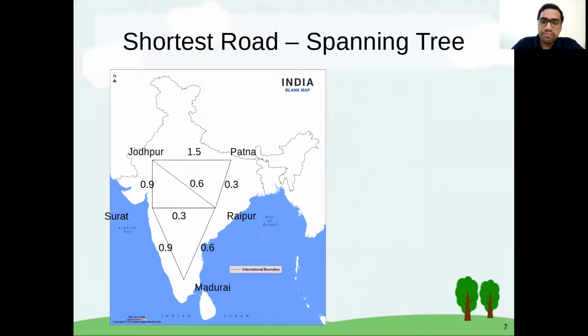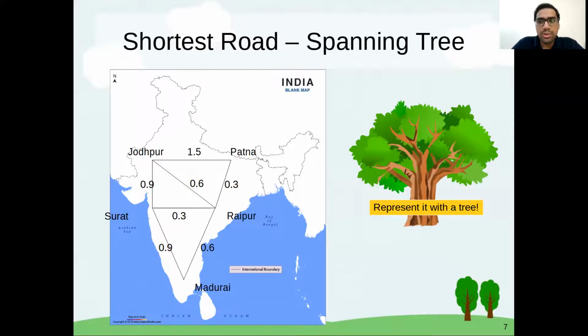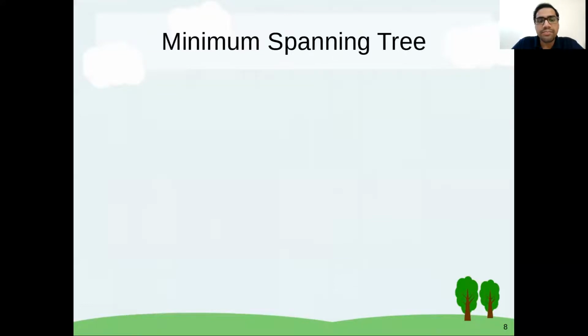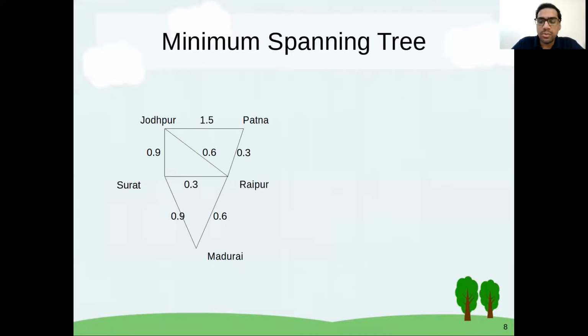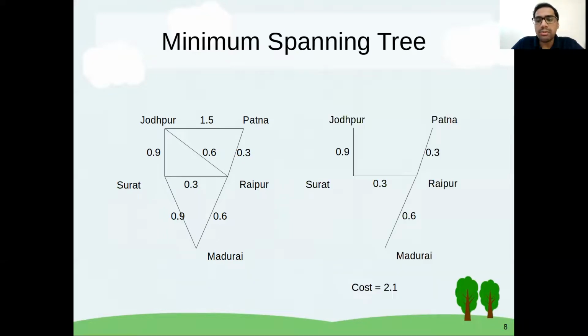So you might want to get the set of roads that connect all the cities, do not leave any city disconnected, but is also the shortest. We can solve this using a spanning tree. So here again, we're using a tree. If we remove the India map and just use the city names, using different algorithms, such as Prim's algorithm and Kruskal's algorithm, we can find the minimum spanning tree, which will be the least cost tree that will connect all these different nodes.